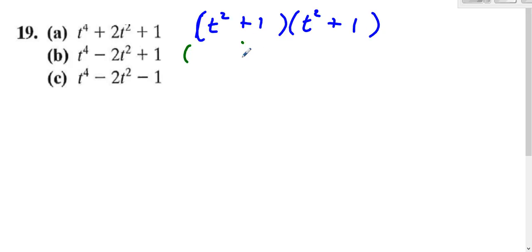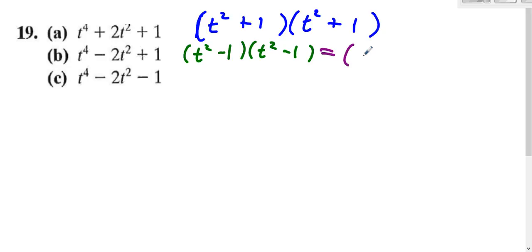Really similar for B. T squared again. This time they have to multiply to be positive 1, add to be negative 2. So that's going to be a negative 1 and a negative 1. But t squared minus 1, you can factor that.